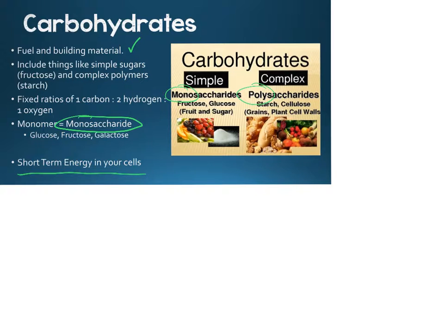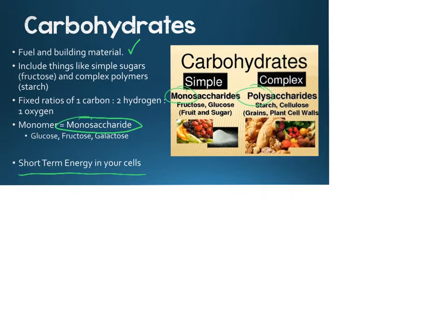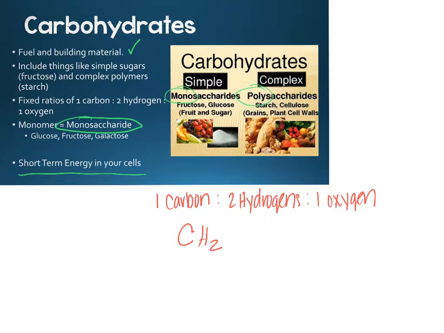Carbohydrates also have a fixed ratio. That ratio is 1 carbon for every 2 hydrogens for every 1 oxygen. So it uses things in that 1:2:1 ratio. And if we look at that, it makes sense. So 1 carbon for every 2 hydrogens for every 1 oxygen.